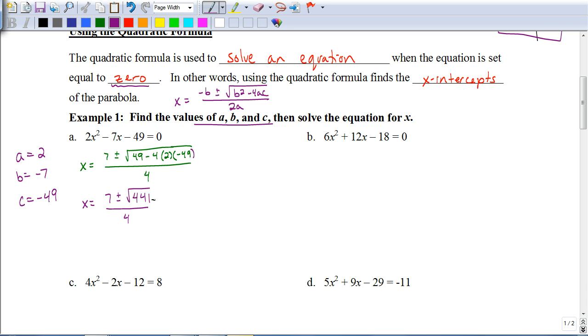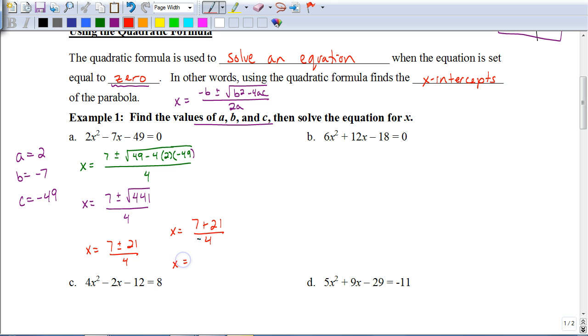So now the next step is to simplify the square root part. I'm going to take the square root of 441, which when you do that, you get 21. So now I have x equals 7 plus or minus 21 divided by 4. Now here's where that plus or minus comes in, because I'm going to have two possible scenarios. One where I take x equals 7 plus 21 divided by 4.